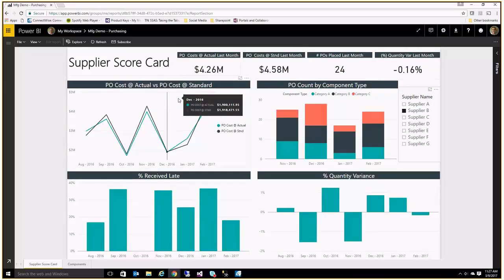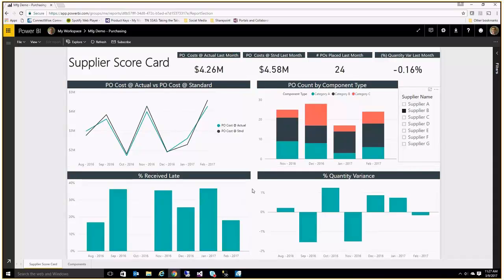Your PO cost, actual versus standard. So how different is what you're actually spending on a unit price basis for these goods from what you're expecting to pay, which is really a quick and easy way to see how good your standard unit prices are for your raw materials and how close you are to beating those. Are you under, are you above? Then you have just the number of POs you're placing.